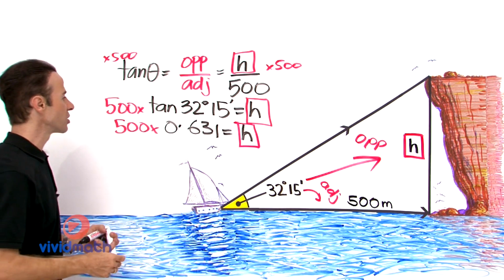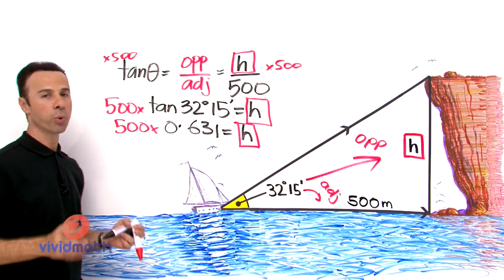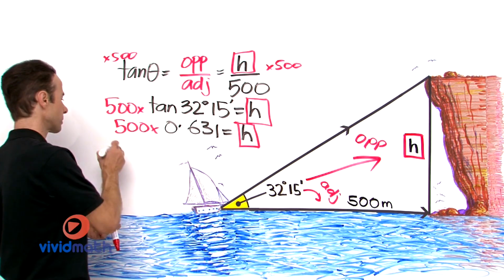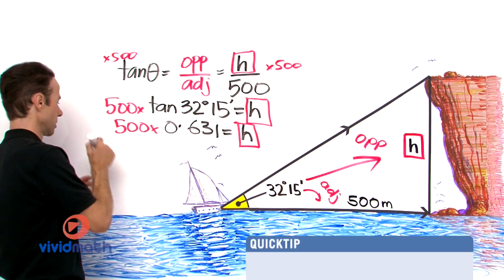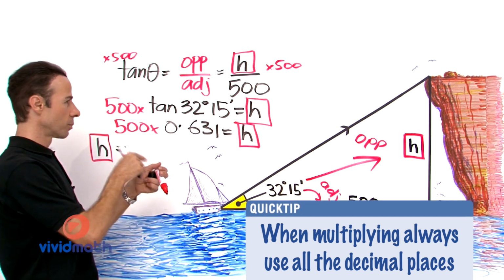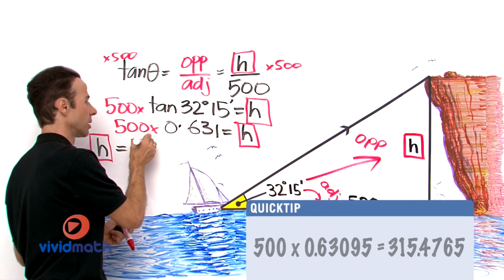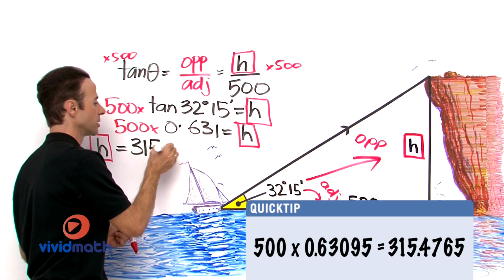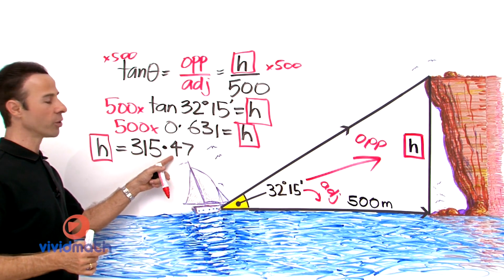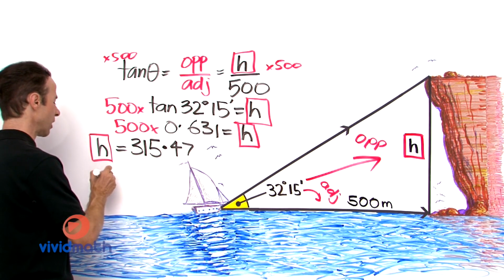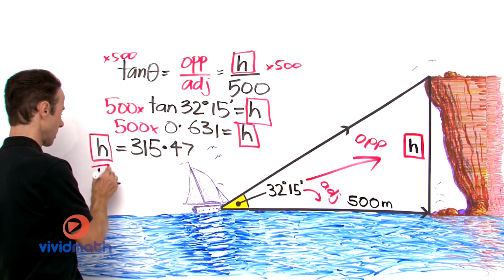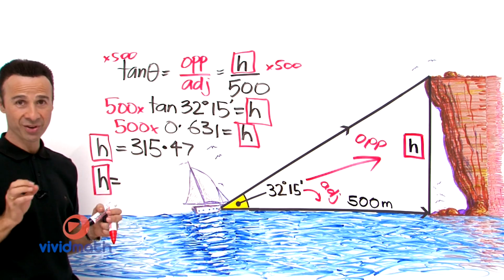The height of the cliff. So let's just put that in the calculator. 500 times 0.631 for the height of that cliff yields h equals 315.47. That's what the calculator says. We can round it off. Now the 4 is lower, so that means we can go to the final answer of h equals 315, and this is the height of the hill to the nearest meter.